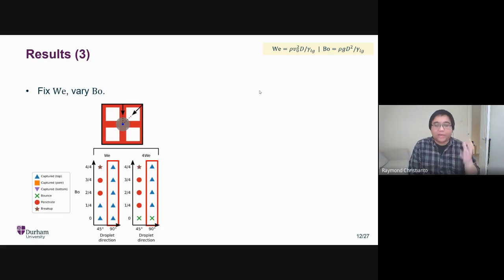Next, let's see, what if we just fix the Weber number and vary the Bond number. At 90 degrees, there is almost no change at lower Weber number. The droplet will just get captured, which is quite obvious because there are no pores. The droplet will just roll on the top of the structure. While at higher Weber number, we don't see any bouncing behavior anymore, but now we see the droplet just got captured on the top.